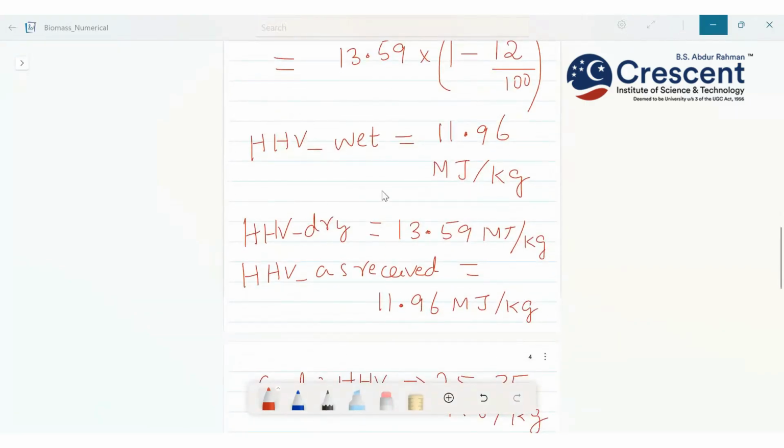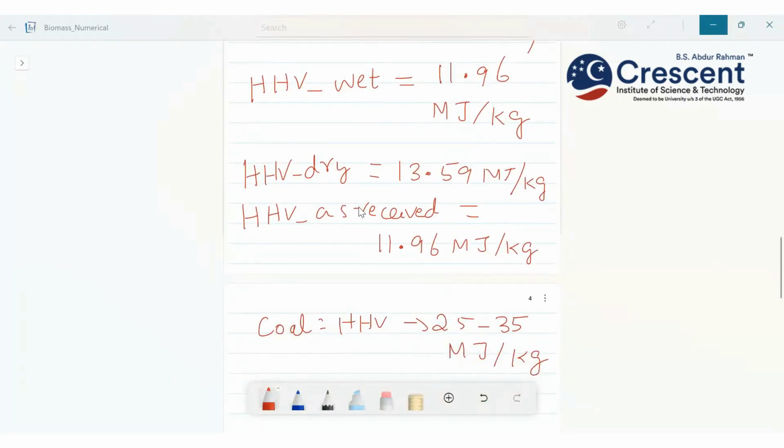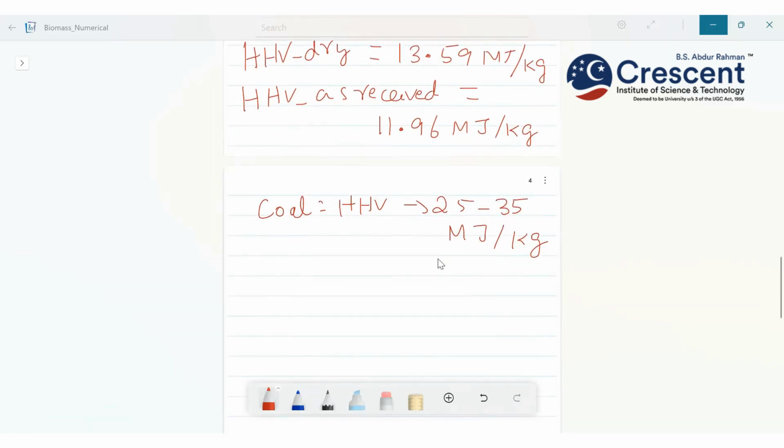So, we'll present the results. So HHV on dry basis is 13.59 megajoules per kg, and as received, that is wet basis, 11.96 we found. So therefore, what we understand from this is, typical coal will have an HHV value of 25 to 35 megajoules per kg. Rice husk at 11.96 megajoules per kg is approximately 40 percent of coal's energy density.